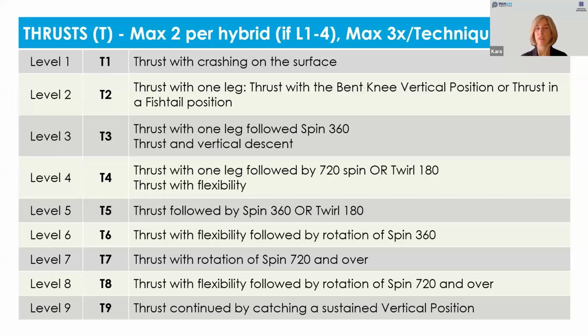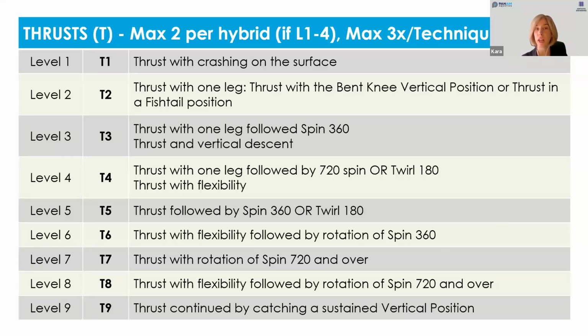First family is our thrusts. You can do a max of 2 per hybrid if levels 1 to 4, 3 times per technique if higher levels. We really don't see this at the moment. It's really more of a rotation issue, but these are the rules. Of course, we have our thrust levels 1 to 9. Comparing this to the new table, you'll see there are way more options in thrusts, which is fantastic, but this is the choice of skills we have right now in thrusts.